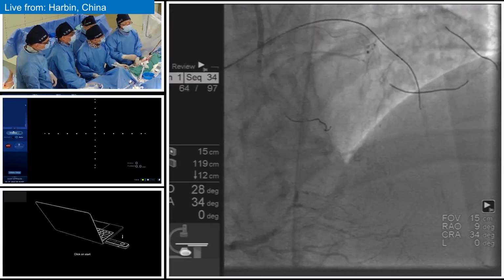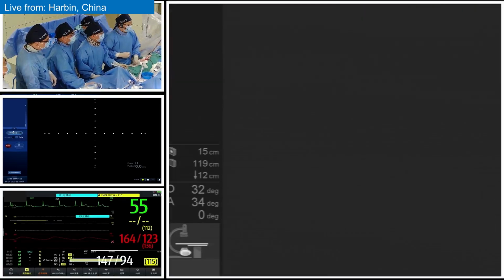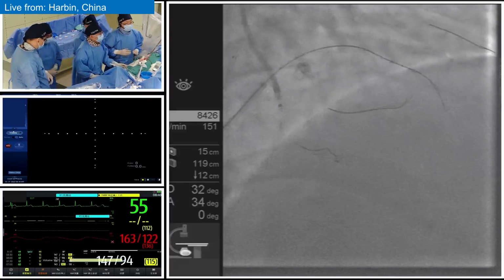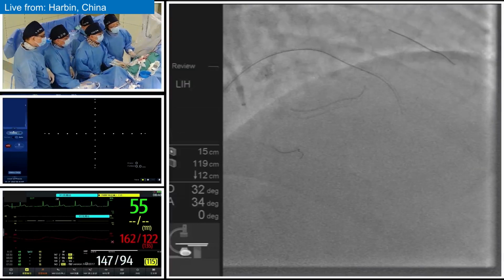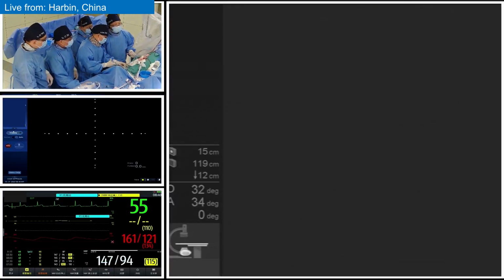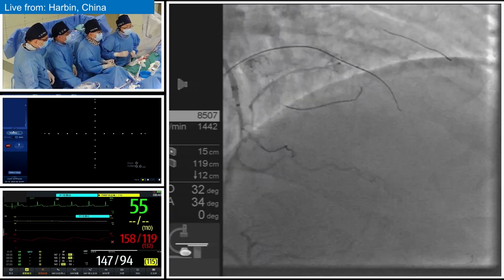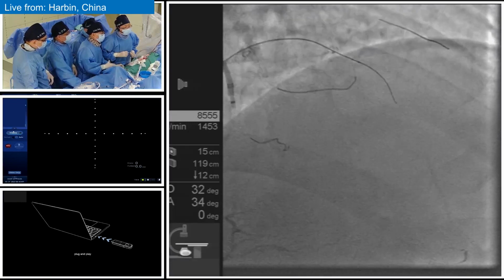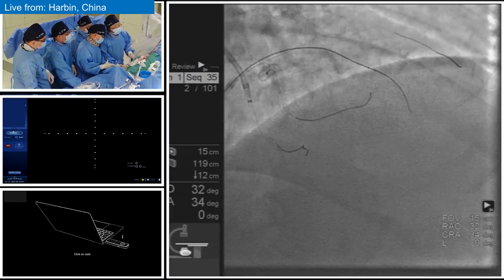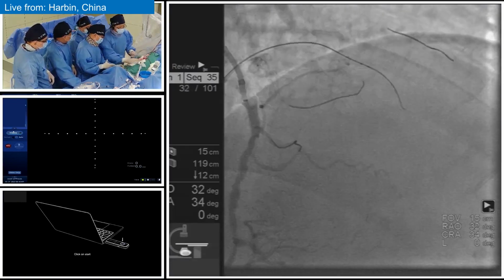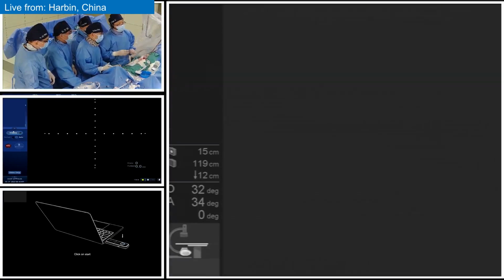Yes, we change our strategy a little bit to check the position of the wire in an orthogonal view. Professor Lee, do you think you want to engage the Gaia wire a little bit further?